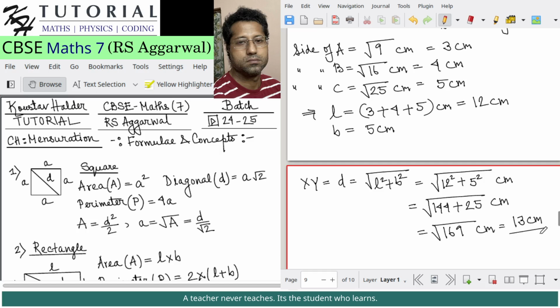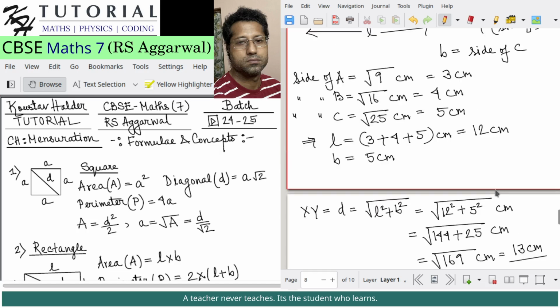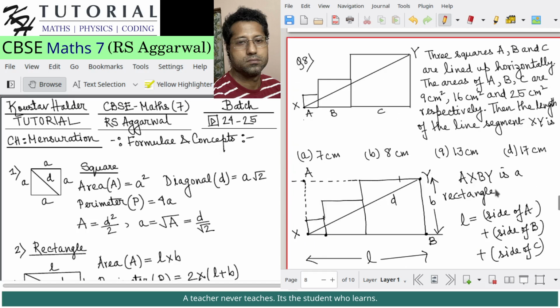So the length of the line segment XY is 13 centimeter, and hence the correct choice is C. But accidentally, in the problem, instead of choice C, it seems I have written 9. This will be choice C. Anyway, the correct choice is choice C.